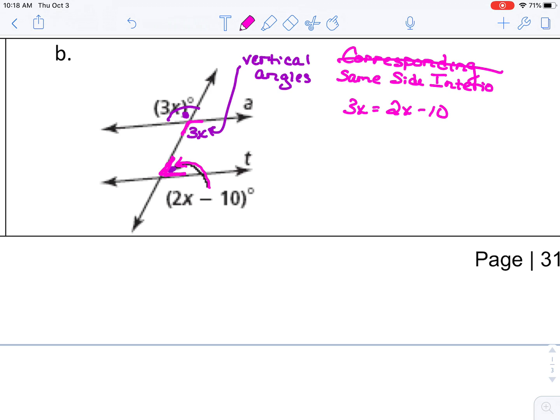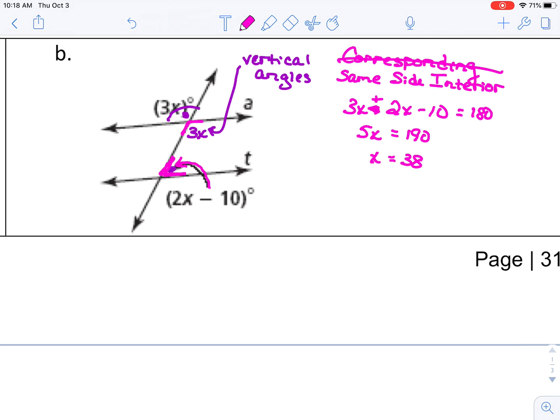Sorry if you're screaming at the video that, oh no, you're doing it wrong. Sorry, that's my fault. Same side interiors are not congruent. They are supplementary. So this equal sign should have been a plus sign. They're adding up to 180. My bad. Combine like terms, addition property of equality, division property of equality, we get x is 38.